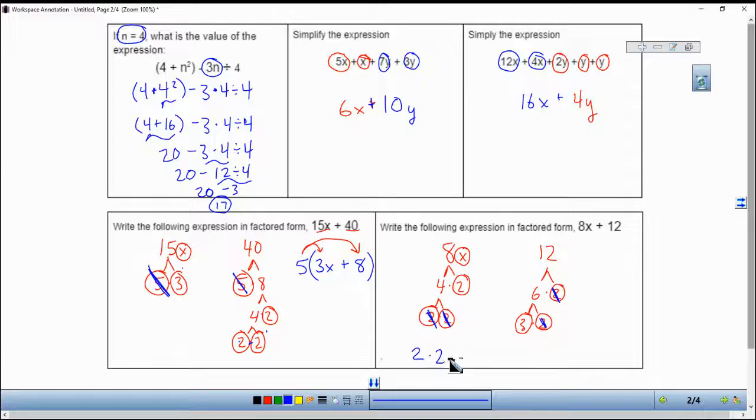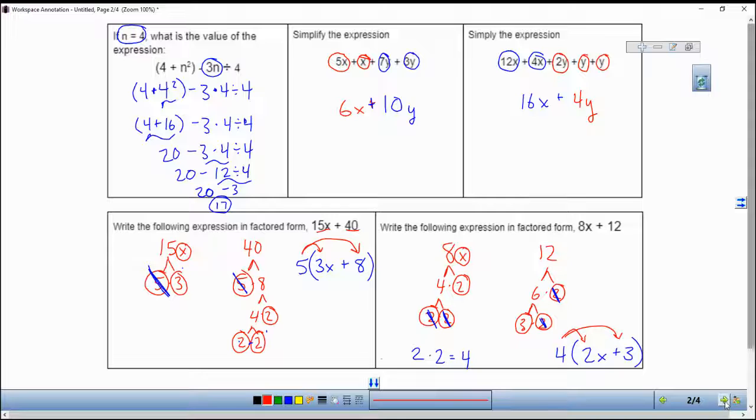And 2 times 2 is 4. So that means to start our answer, our GCF is 4. That's going to be outside the parentheses. 4 groups of 2x, that's what's left over, plus what's left over here is 3. And that's it. Let's check that real quick. 4 times 2x, 8x. 4 times 3 is 12.